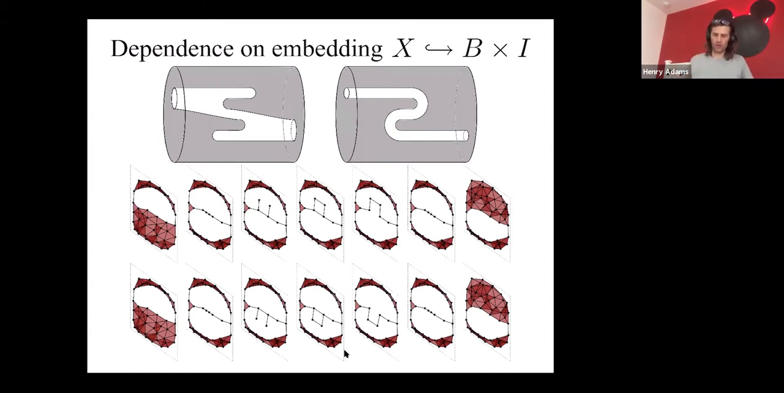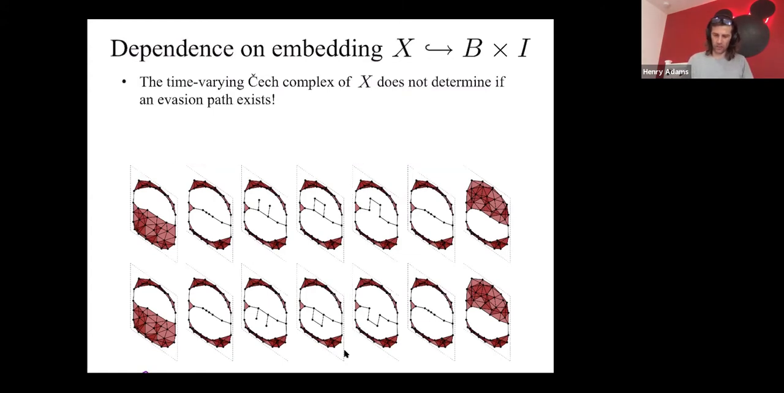So to bring you up to speed, we had sensors moving in time. Here were sort of snapshots in time of the sensors moving. And we were asking if there was an evasion path. And this example has an evasion path because an intruder can evade the sensors, whereas this example didn't have an evasion path because the intruder is always stuck in the top half and then gets caught by the sensors right there.